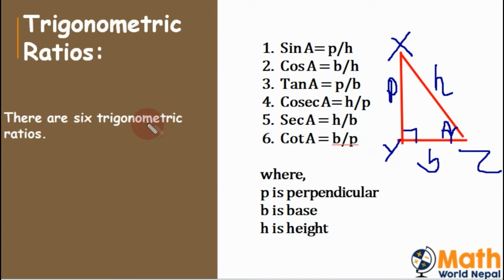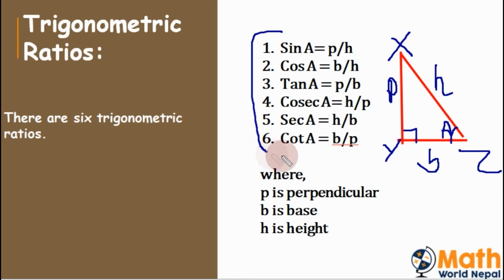There are 6 trigonometric ratios. They are sine, cos, tan, cosec, sec, and cot. Now sine A is given by perpendicular by hypotenuse, cos A is given by base by hypotenuse, tan A is given by perpendicular by base, cosec A is given by hypotenuse by perpendicular, sec A is given by hypotenuse by base, and cot A is given by base by perpendicular.